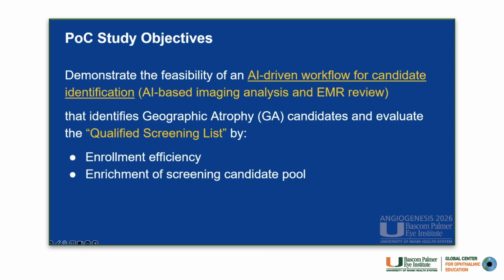The proof of concept study objectives for candidate identification was constructed here to see if we could determine if it was feasible to use an AI-driven workflow, both AI imaging analysis and EMR review, to find qualified candidates, driving with images first. And in doing this, we want to compare this list to historical data to evaluate enrollment efficiency and enrichment of the screening candidate.